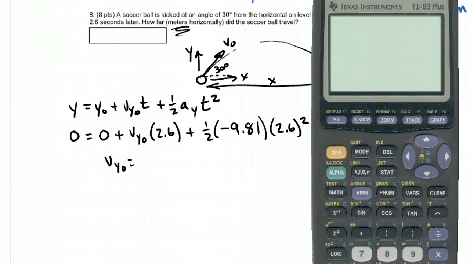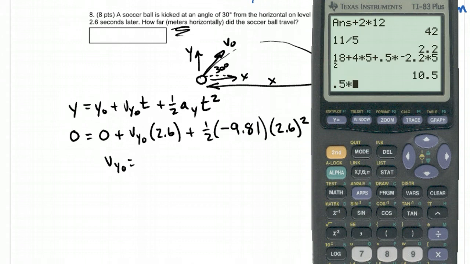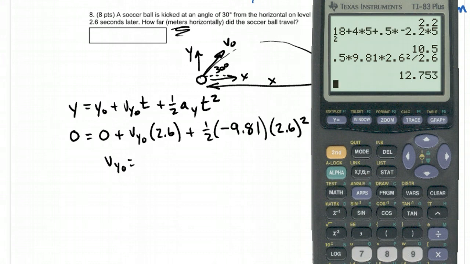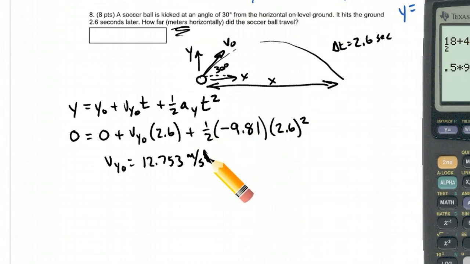That looks like it's going to be 0.5 times 9.81 times 2.6 squared divided by 2.6. I guess I could have also used, no, I couldn't do that, sorry. Don't get ahead of myself. vy0 is 12.753 meters per second.